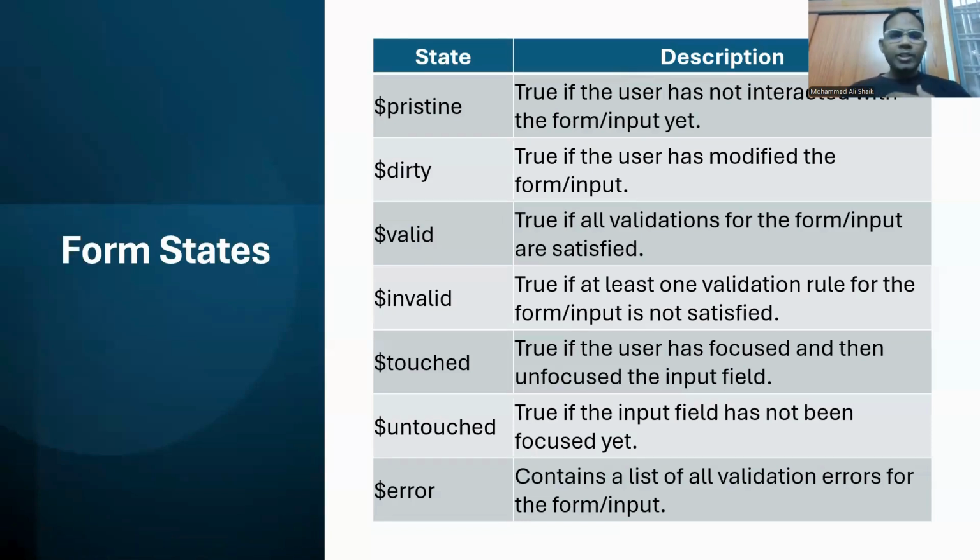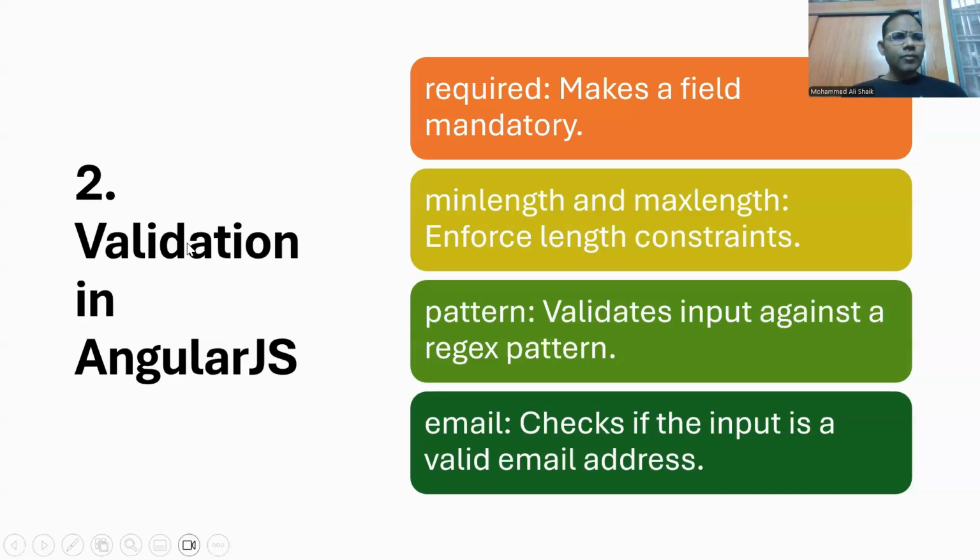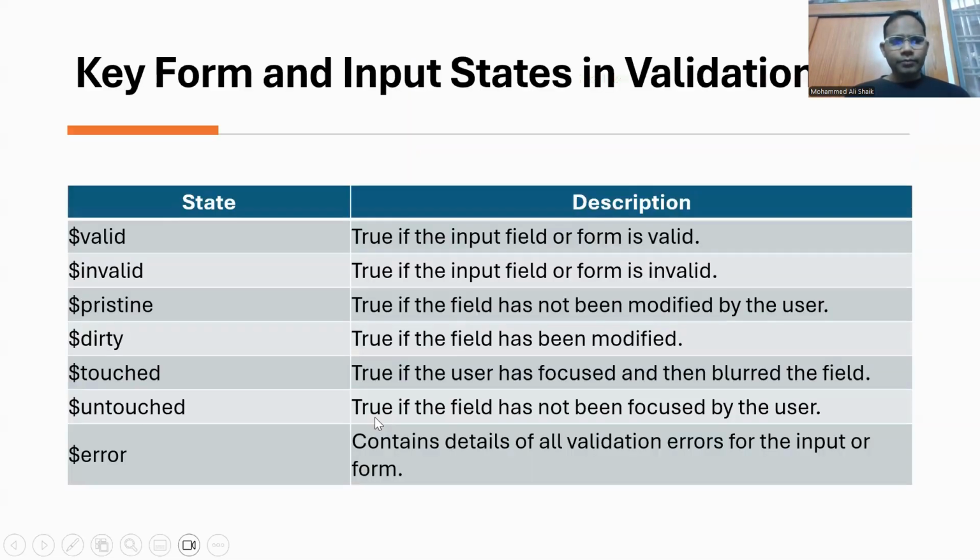So let us go to the next slide. Validation in AngularJS, we already covered this part in the previous section. Required makes a field mandatory, so we need to enter the data into that field, that is compulsory. Min length and max length, just now we have seen, enforce length constraints. Then we have seen pattern. We can even further improvise that pattern for having a regular expression for email.